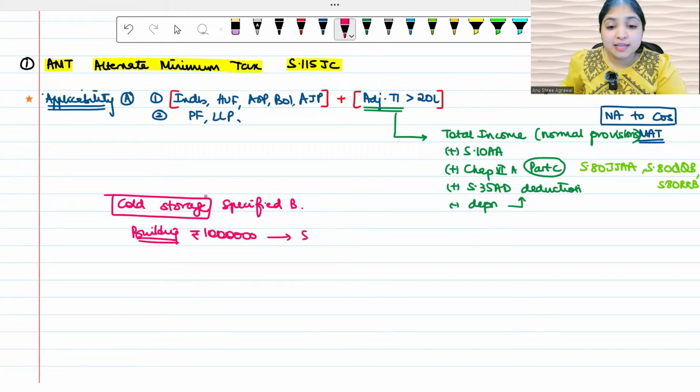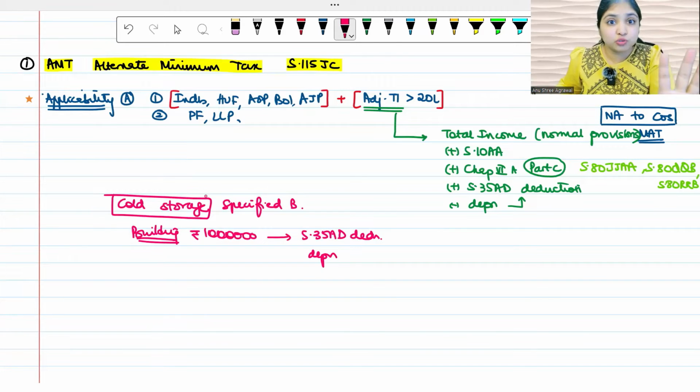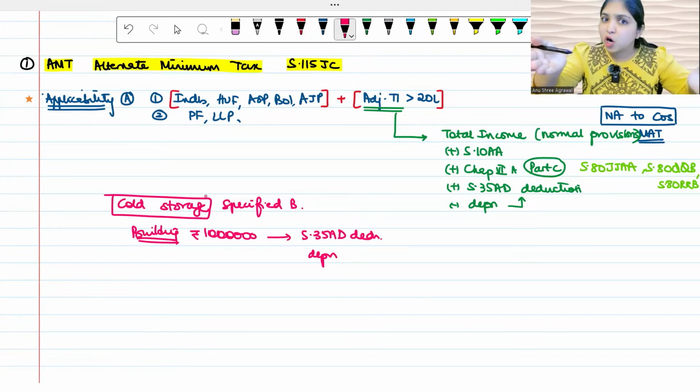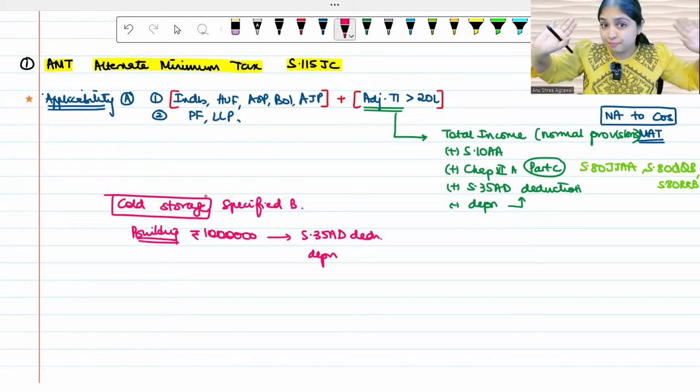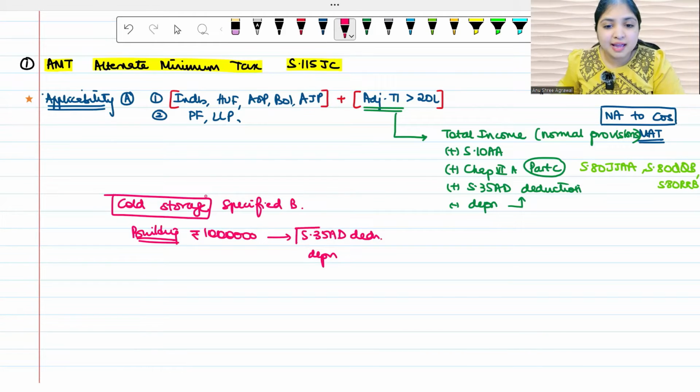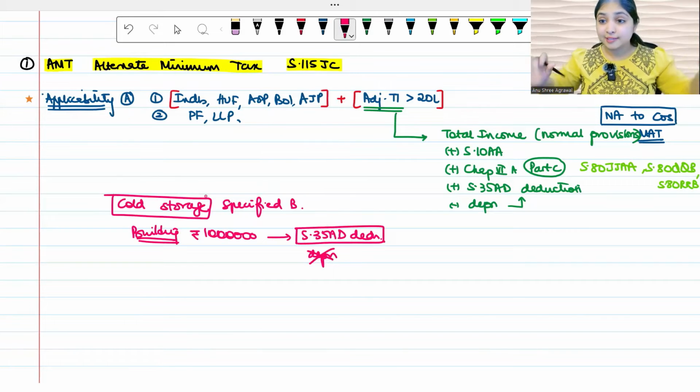Now on this building you will give him 35AD deduction. So tell me, will you claim 35AD deduction also, and depreciation also? No, you can't get the best of both worlds. You choose one, either 35AD deduction or depreciation. Is 35AD mandatory? No, you have a choice. Either you take 35AD deduction or you claim depreciation, but you can't get both. Let us say my assessee has chosen 35AD deduction, which means he's going to give up depreciation.